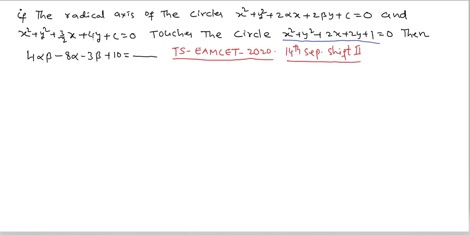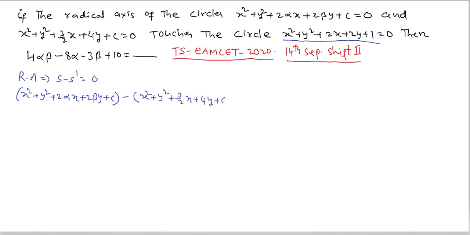So the radical axis of the given circles is S minus S dash equal to 0. That is, x square plus y square plus 2 alpha x plus 2 beta y plus c, minus x square plus y square plus 3 by 2 into x plus 4y plus c, is equal to 0. So x square plus y square cancel, and c is also cancelled.